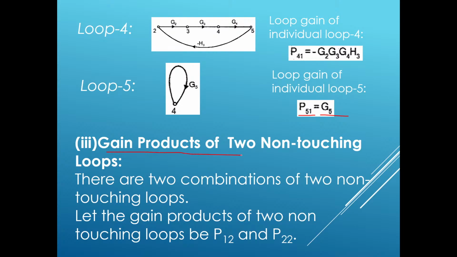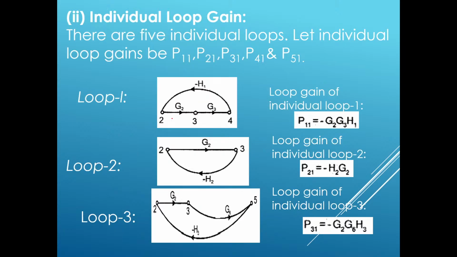Next let us determine the gain products of non-touching loops. So let us see how many combinations of non-touching loops are there. That you can find out from the loops itself. So let us see the loops to determine the non-touching loops. How many loops are there? Total 5 loops are there.